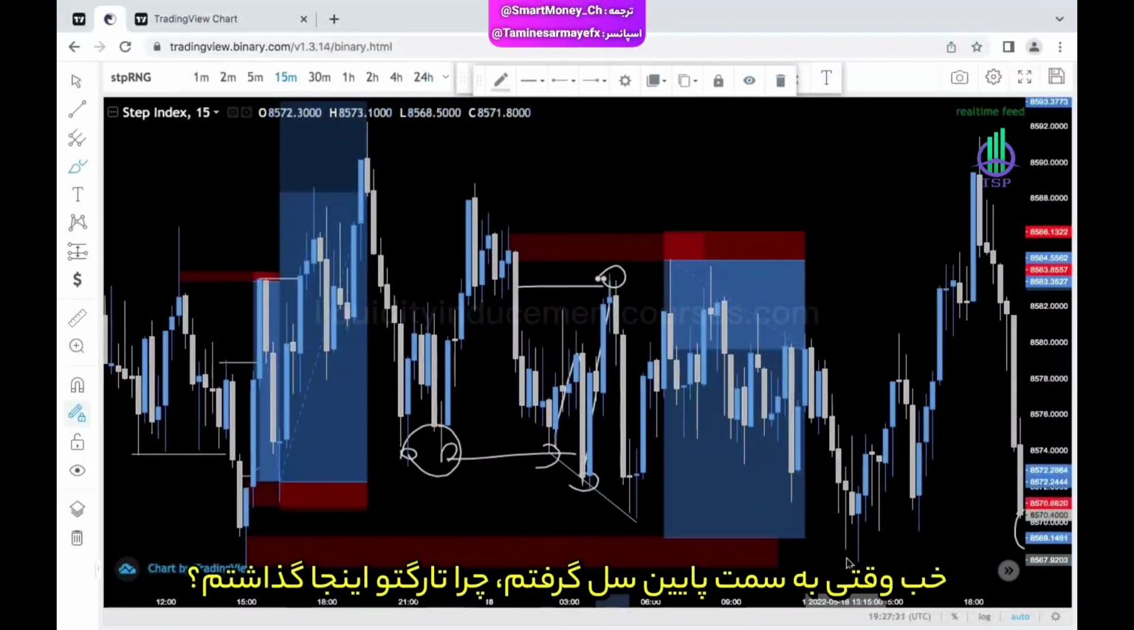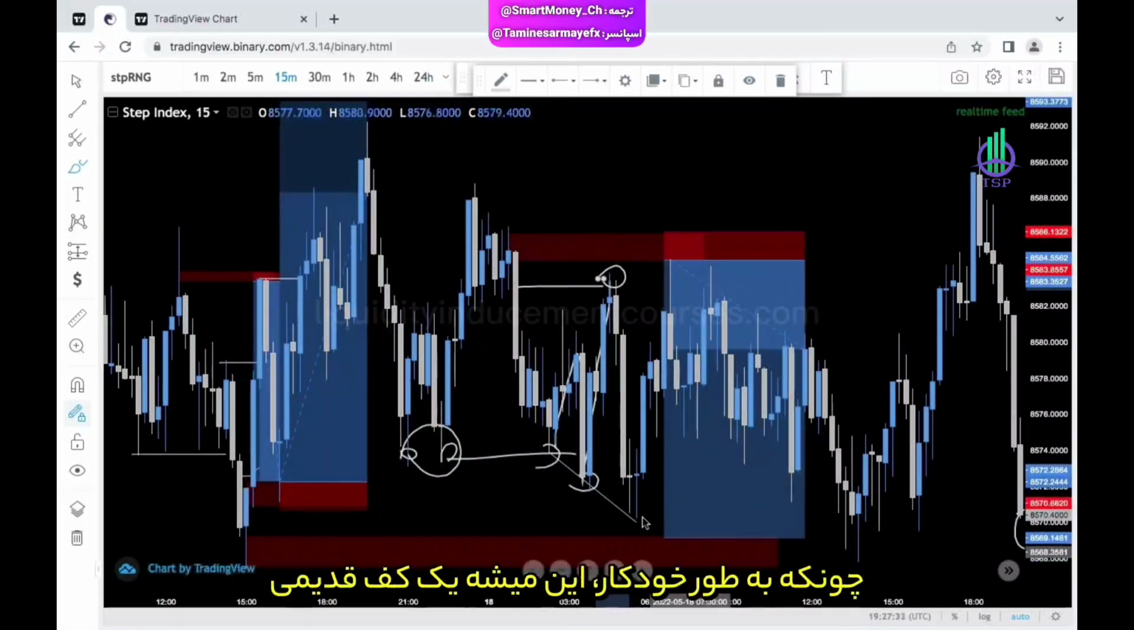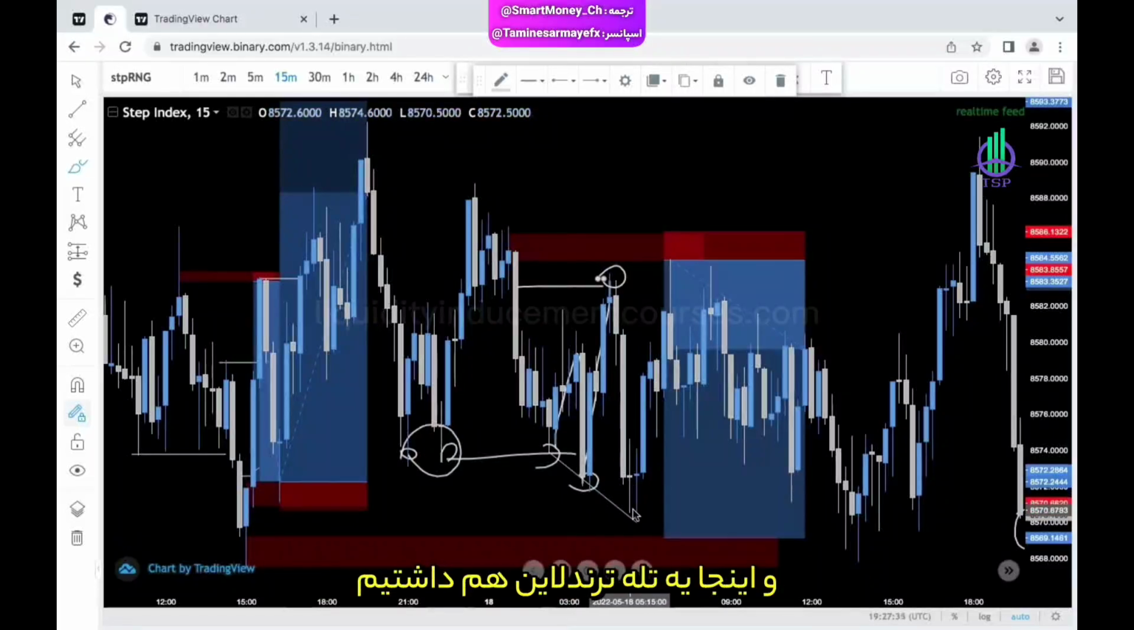Now, when we were selling back to the downside, why did I have this target in mind? Because automatically this becomes an old low. And then we have this phantom trend line on this level, three touches on this phantom trend line. That was a call, a draw on price.